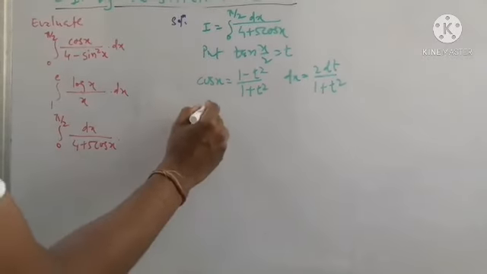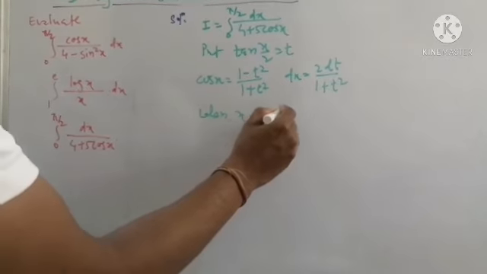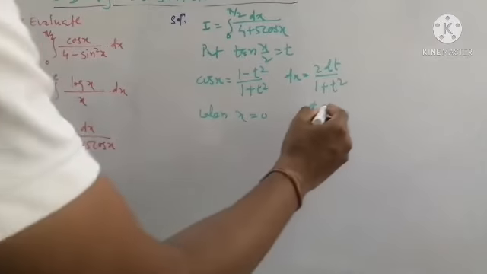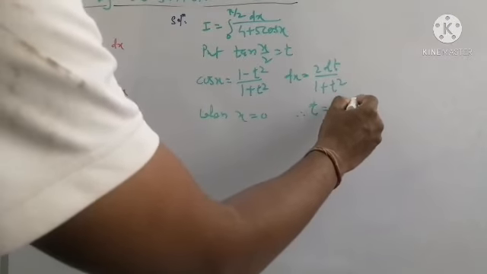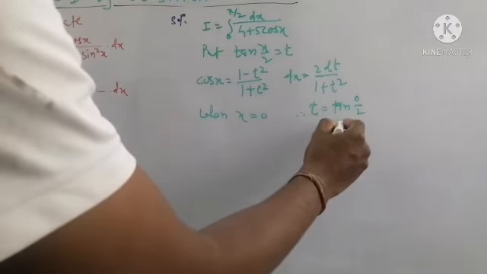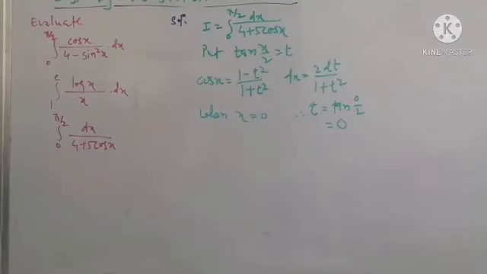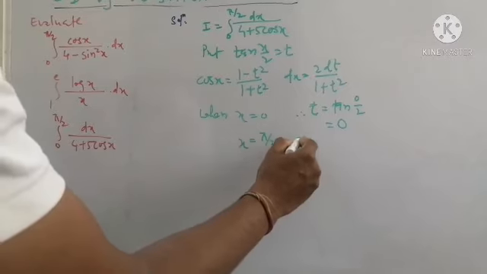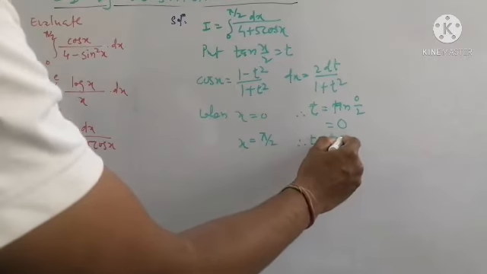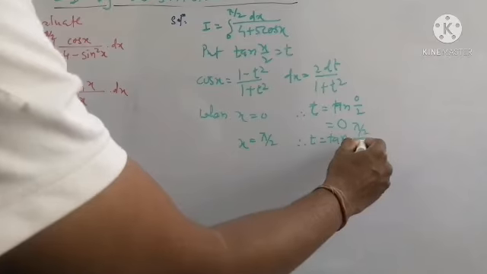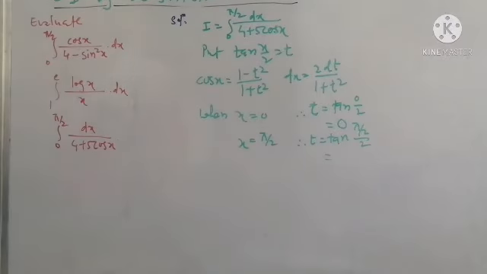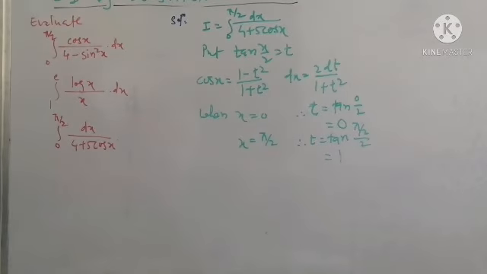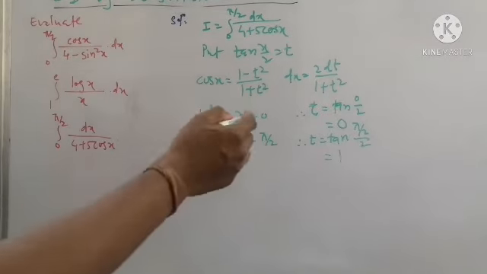Now when x has the lower limit 0, the value of t will be, actually the relation between x and t is tan x by 2 is equal to t. Therefore tan of 0 by 2 is tan 0, and tan 0 always has value 0. Now the upper limit of x is pi by 2, so t is equal to tan of pi by 2 divided by 2. Actually tan of pi by 2 divided by 2 means tan pi by 4, and tan pi by 4 is 1. So the new limits are 0 to 1 corresponding to the old limits 0 to pi by 2.